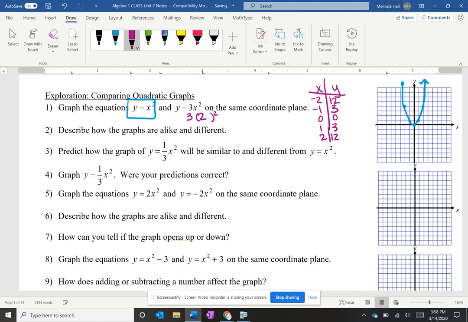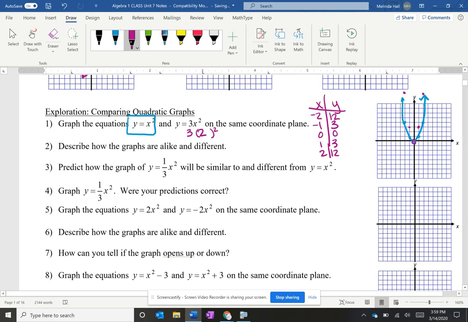And so with this graph, we'd have 0, 0, so that's still the same point, and then negative 1, 3, and then 2, 12, which is just off the graph altogether. Okay, and so you notice when you have a number in front, having a number like 3 in the front made this actually get narrower than the original.